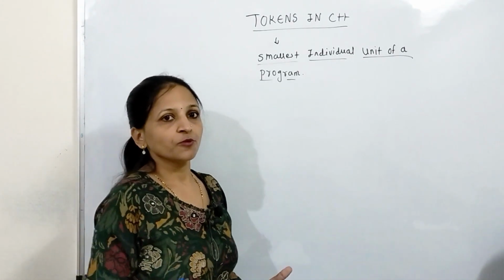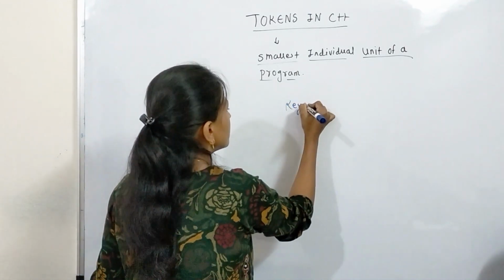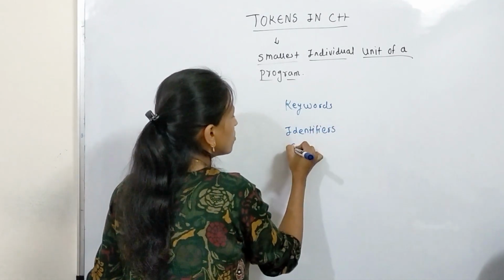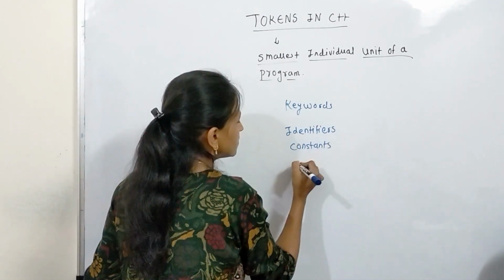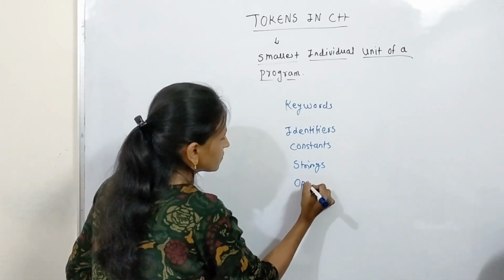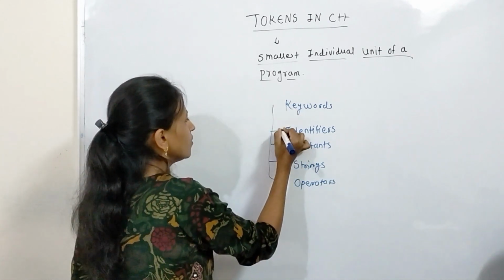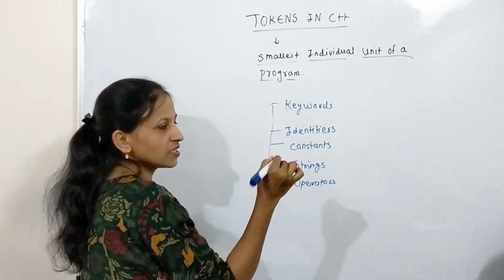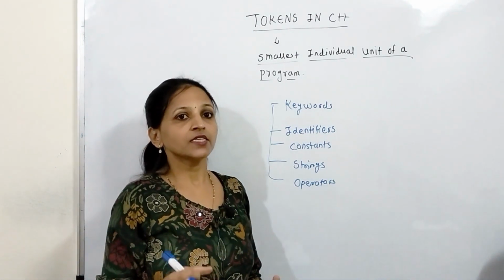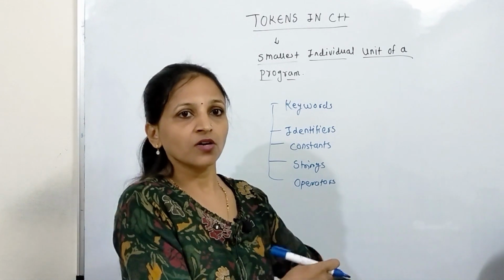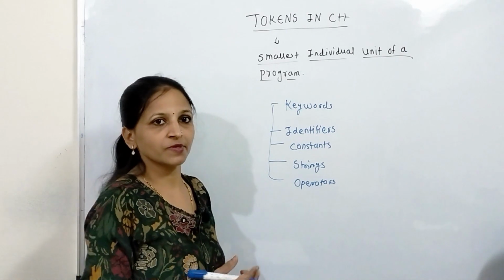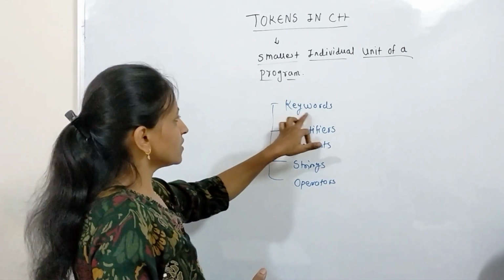Now there are different types of tokens: keywords, then identifiers, constants, strings, and then operators. Using all of these, our C++ program will get formed. Again we have to use syntax and some white spaces inside this, and using that we can form a C++ program.